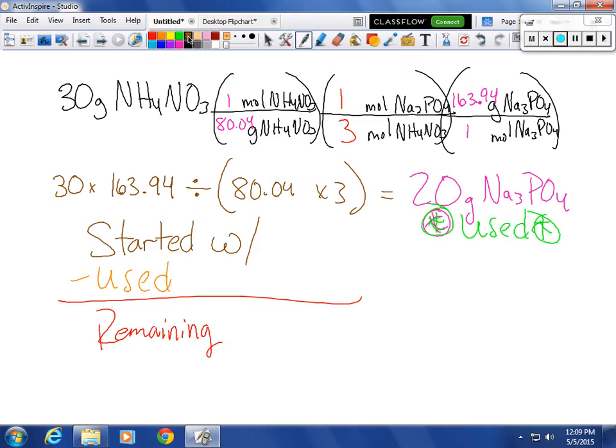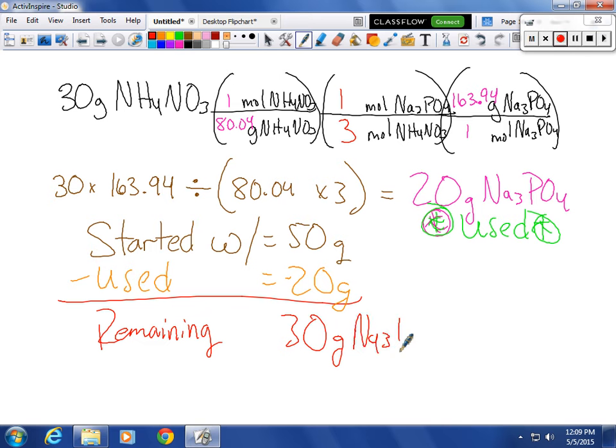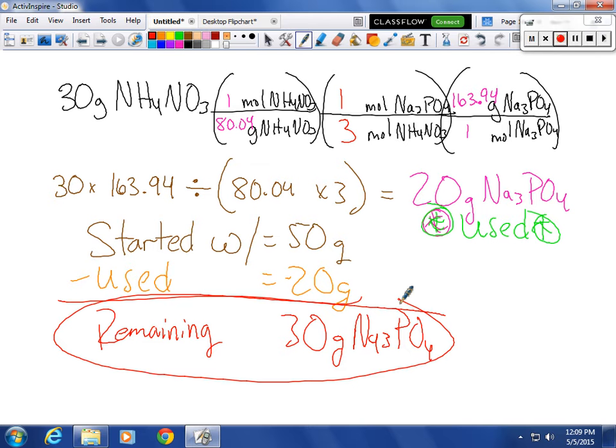How much did you start with? 50 grams. We used 20 grams, which obviously leaves us how much left? 30 grams. 30 grams of Na3PO4 remaining.